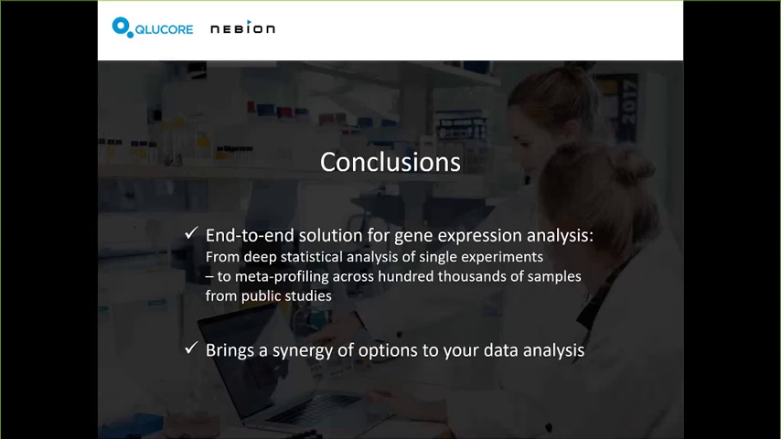So this has shown you how Qlucore Omics Explorer and Genevestigator is an end-to-end solution for gene expression analysis. It goes from deep statistical analysis of a single experiment to a meta-profiling across hundreds and thousands of samples from the public studies. And this brings a synergy of options to your data analysis.